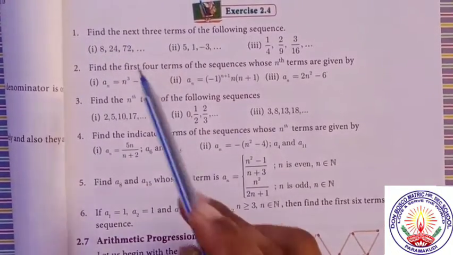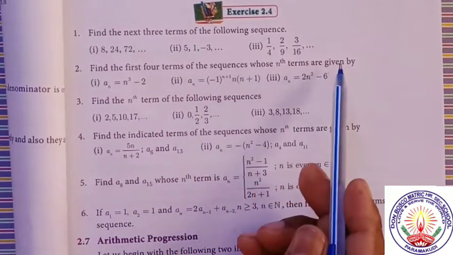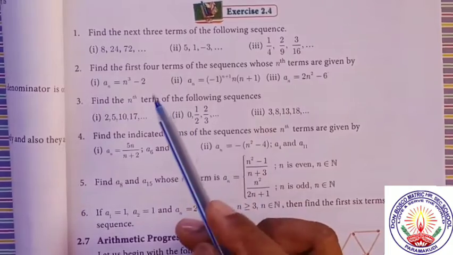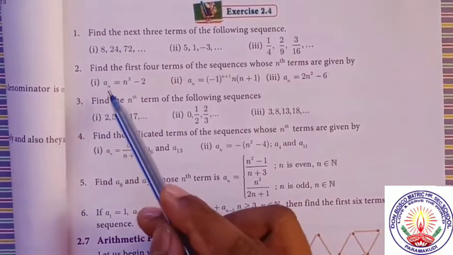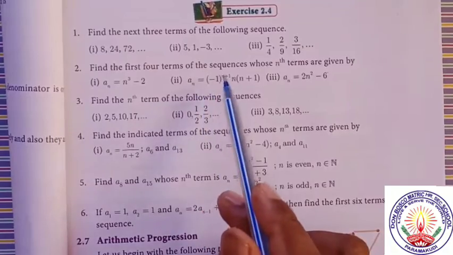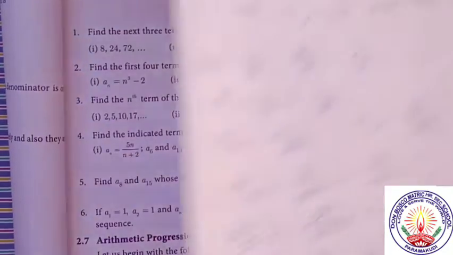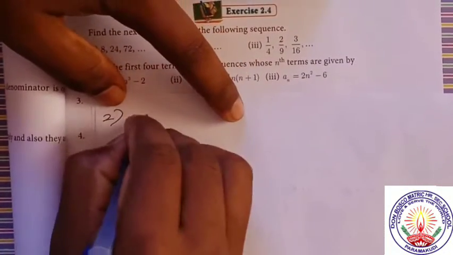Question number 2. Find the first 4 terms of the sequences whose nth terms are given. Like the last example, we have to find A1, A2, A3 and A4. Here also A1, A2, A3 and A4. Here also A1, A2, A3 and A4. I will solve question number 2, subdivision 2.